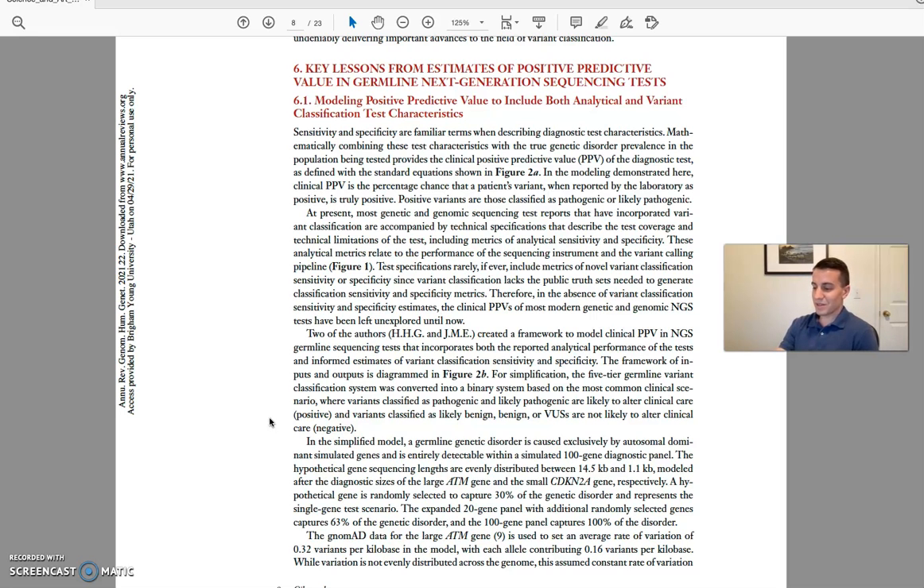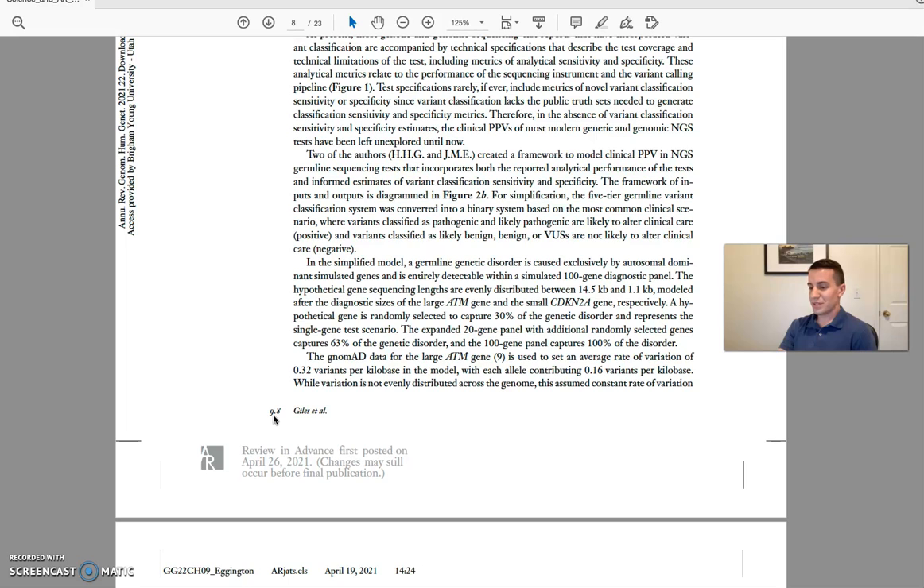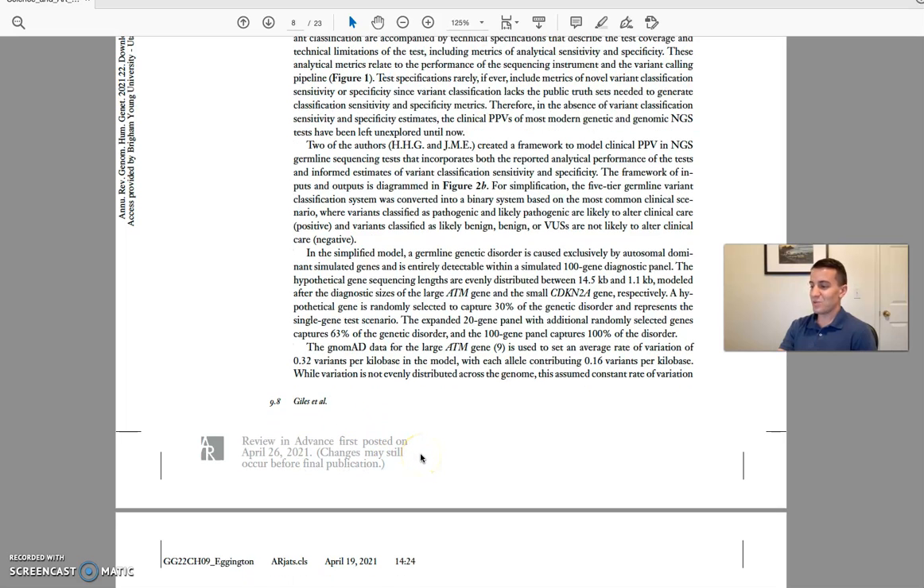In the simplified model, a germline genetic disorder is caused exclusively by autosomal dominant simulated genes and is entirely detectable within a simulated 100-gene diagnostic panel. The hypothetical gene sequencing lengths are evenly distributed between 14.5 kilobases and 1.1 kilobases, modeled after the diagnostic sizes of the large ATM gene and the small CDKN2A gene, respectively.